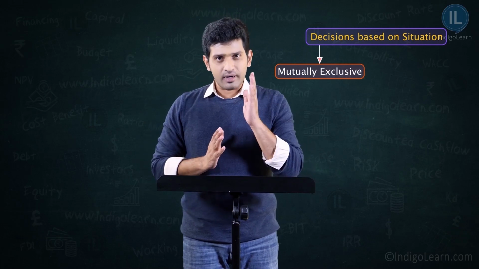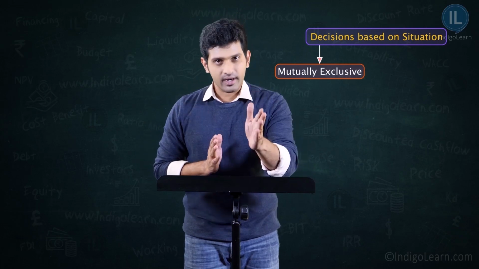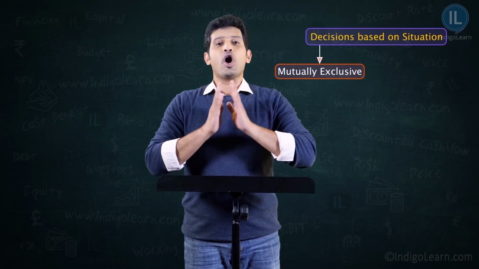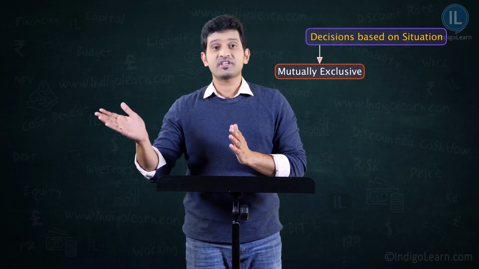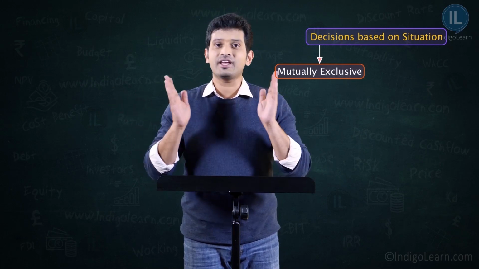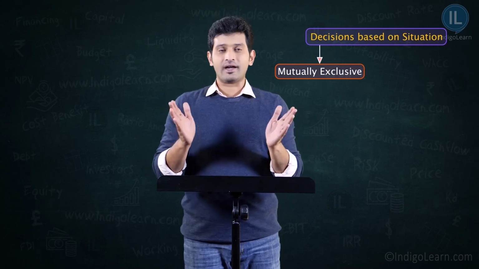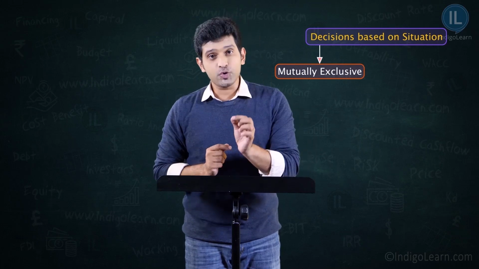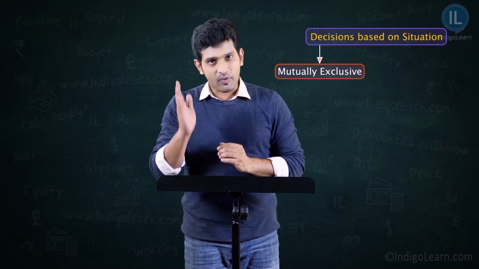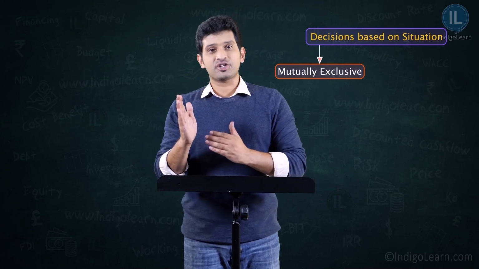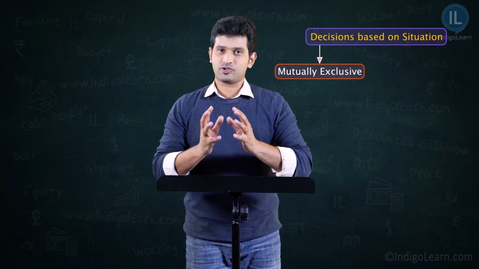That is, if you are making one decision with respect to one asset or one project, then automatically the other options which have been considered will not have any influence. They are said to be rejected. Only one out of the lot will be taken up in the case of mutually exclusive decisions. That is, selection of one means automatic rejection of the rest. This is about mutually exclusive decisions.